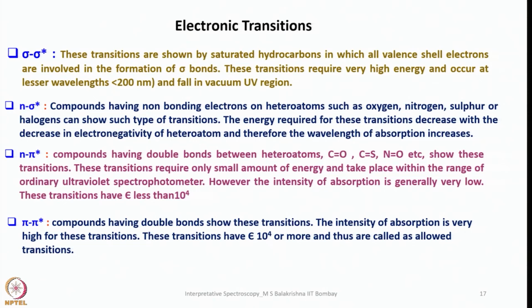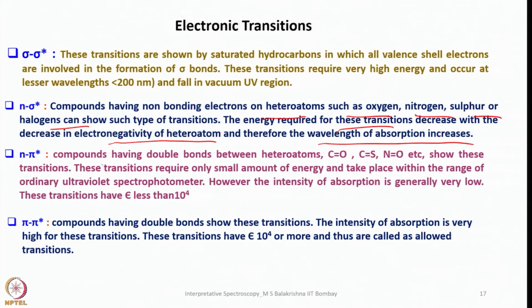As I mentioned, sigma to sigma star. These transitions are shown by saturated hydrocarbons in which all valence shell electrons are involved in the formation of sigma bonds. That means we don't have any lone pairs in the system. These transitions require very high energy and occur at shorter wavelengths, less than 200 nanometers, and fall in the vacuum UV region. Then n to sigma star: compounds having non-bonding electrons on heteroatoms such as oxygen, nitrogen, sulfur or halogens can show such transitions. The energy required for these transitions decreases with the decrease in electronegativity of the heteroatom, and therefore the wavelength of absorption increases.